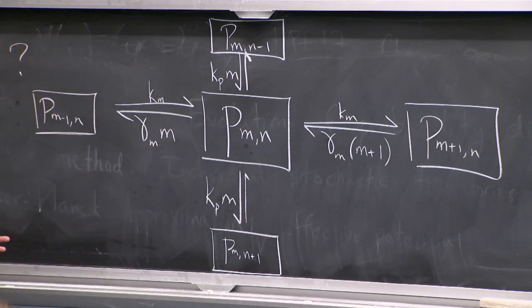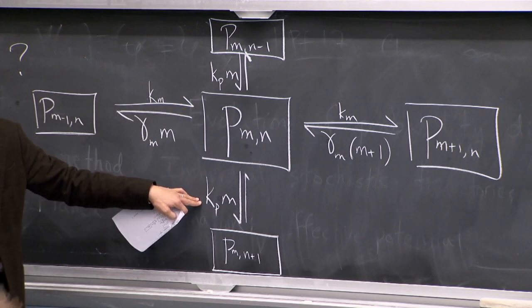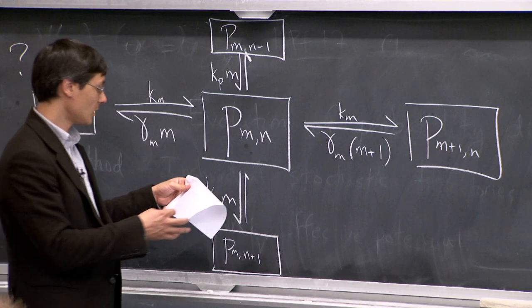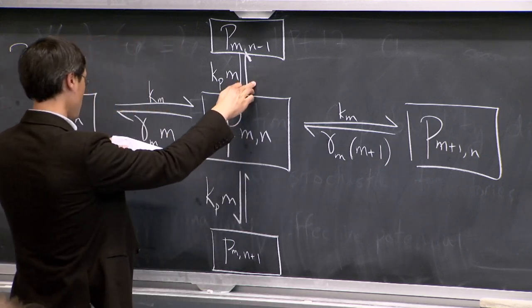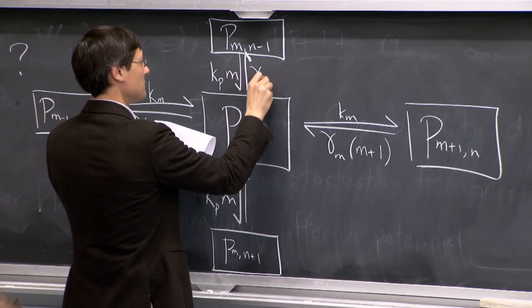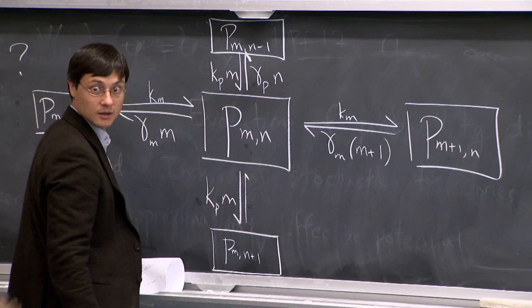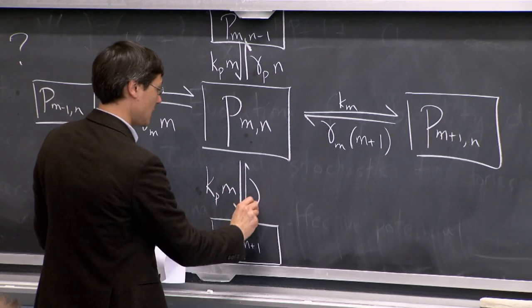And should we be surprised by that? The number of proteins are changing, but here it's the number of mRNA that matters, because we're talking about the rate of translation. Now, this one here, 3, 2, 1. Gamma p times N. And here, 3, 2, 1. Gamma p times N plus 1.